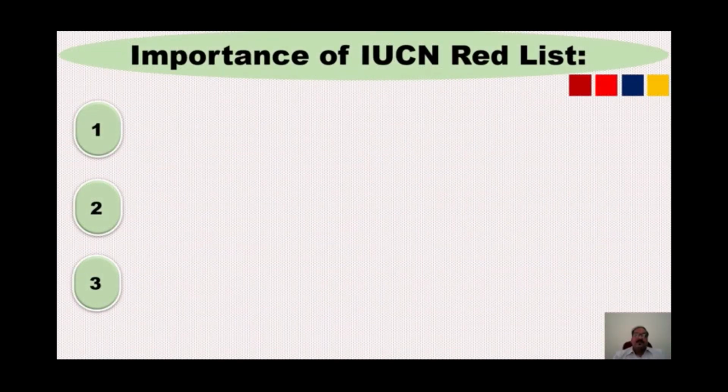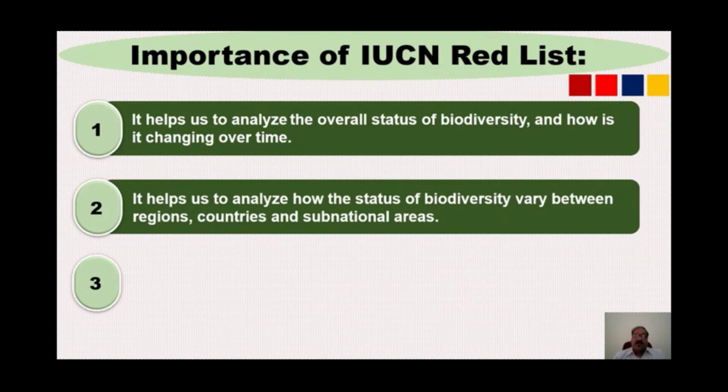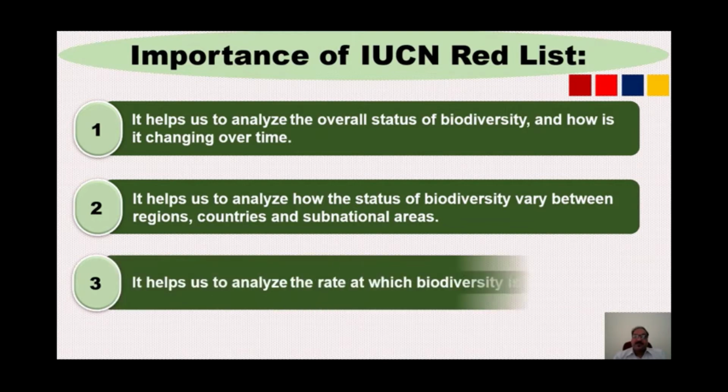Now let us study some of the importance of the IUCN Red List, that is, how the IUCN Red List helps us. First, it helps us to analyze the overall status of biodiversity and how it is changing over time. Second, it helps us to analyze how the status of biodiversity varies between regions, countries, and subnational areas.